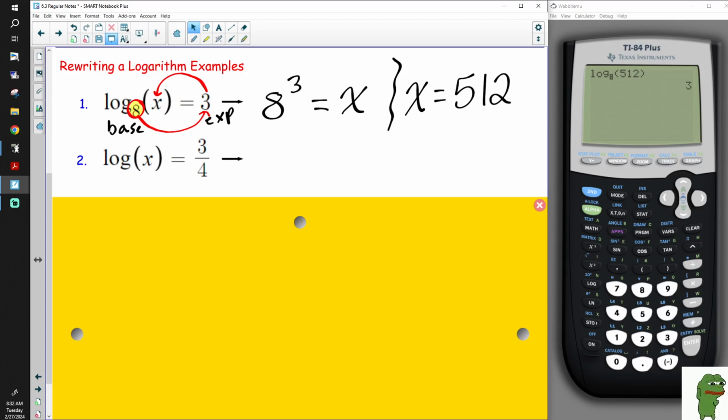It doesn't look like we have a base, but what base is really there? 10. A 10. Common logs, a log without a base that we can see, defaults to 10. So it's good of you to write in your base. This is base 10. It is a common log. It looks like there is no base there, but there is. It is a 10, and that is where we begin our loop-de-loop.